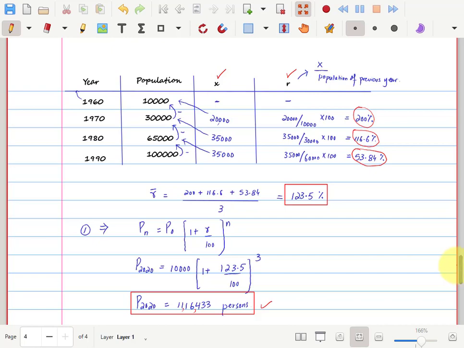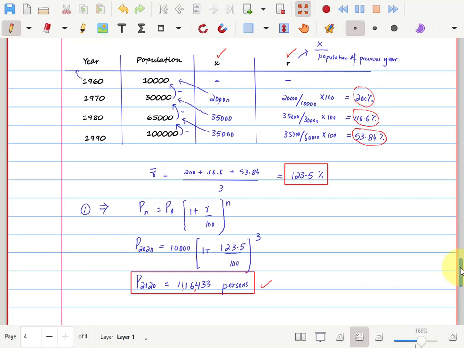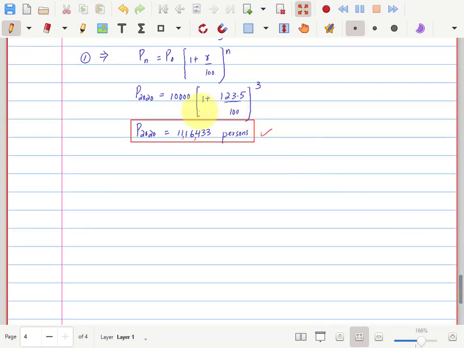So these were two basic and important methods for the calculation of population in the coming years, or we call it population forecasting. So that's it. These were two methods, and we have solved three numerical problems. I hope you guys got everything in this lecture.